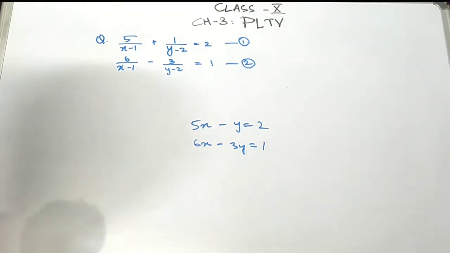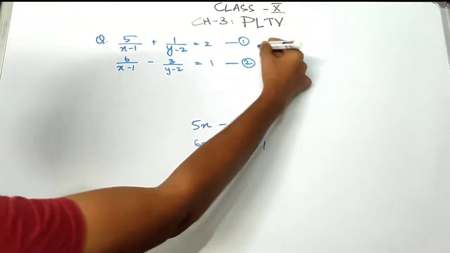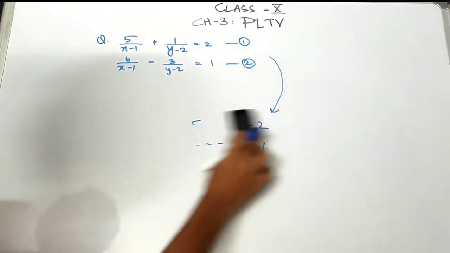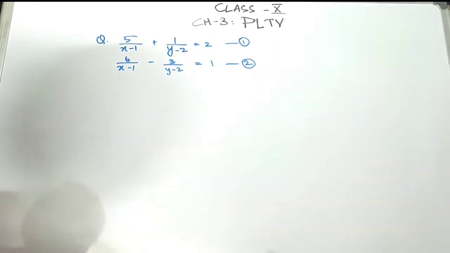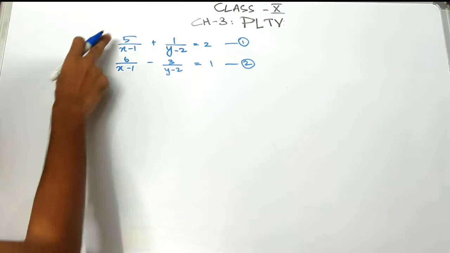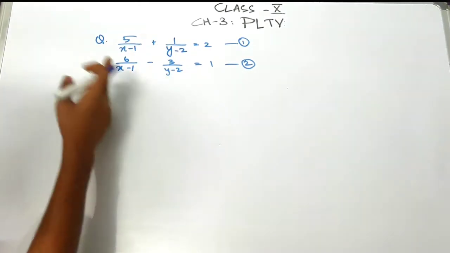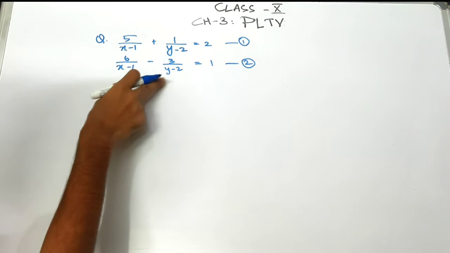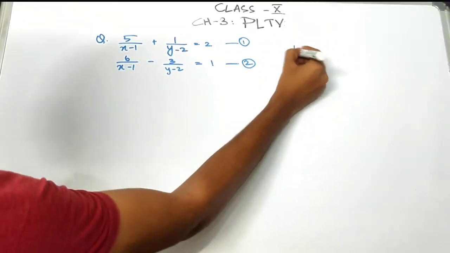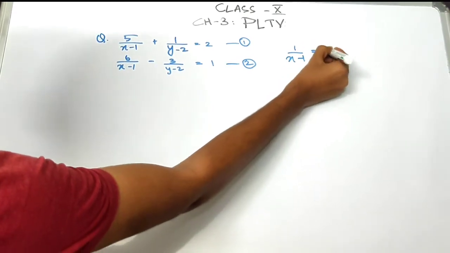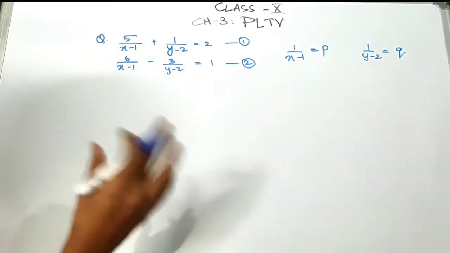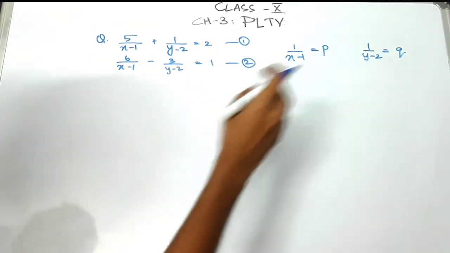Now we have to use some technique so that we can convert these given equations to this form, so that we can start solving it. Now how do we do that? Well, listen to this step carefully. You can see that 1 by x minus 1 and 1 by y minus 2 is common in both the equations. Simply, 1 by x minus 1 you have to take as p, and 1 by y minus 2 you have to take as q. Simply substitute 1 by x minus 1 as p and 1 by y minus 2 as q.